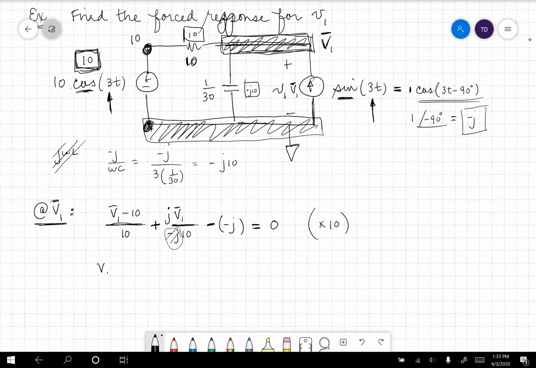So when I do that, I get V1 minus 10 plus JV1. And if I bring this to the other side, which I will do right now, it's plus J over the other side, it's equals minus J. So for V1, if I add those together, I get 1 plus J V1 equals, going to bring the 10 over to the other side, 10 minus J.